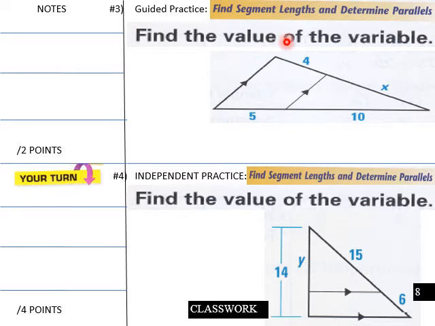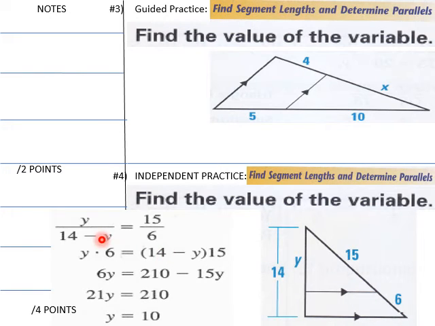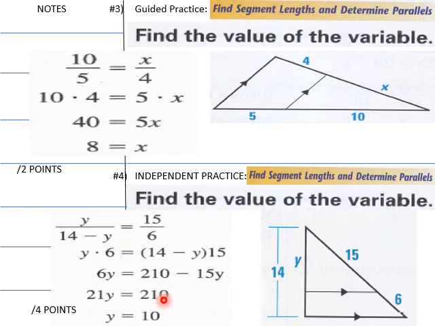Okay, our next guided practice, find the value of the variable. We have two parallel lines here, so we can use that theorem, right? For this one here, then over here, same thing, students. Okay, for number 1, well, we do number 4 first. For you students, your lucky day, here's number 4. So we have y, and then this segment down here would be 14 minus y. And then 15 over 6 on this side, and then we solve for y. And then we come up with y equals 10.